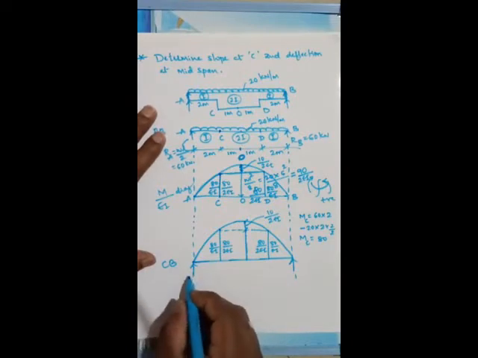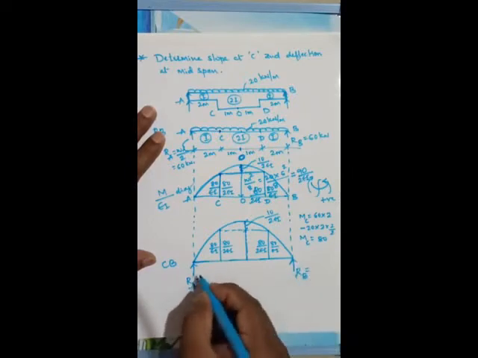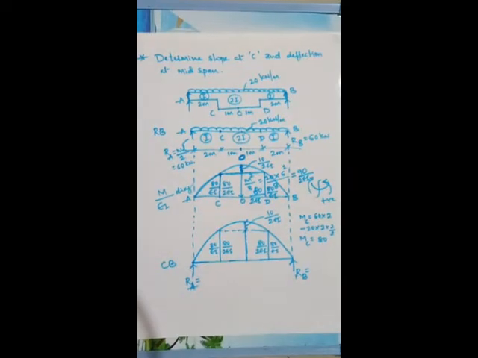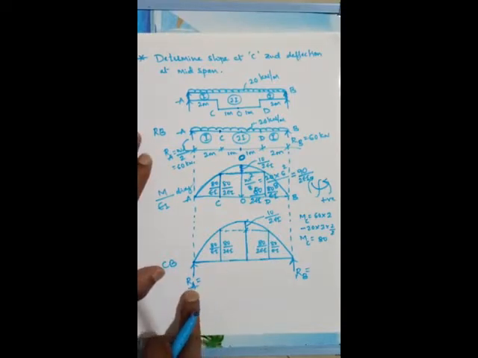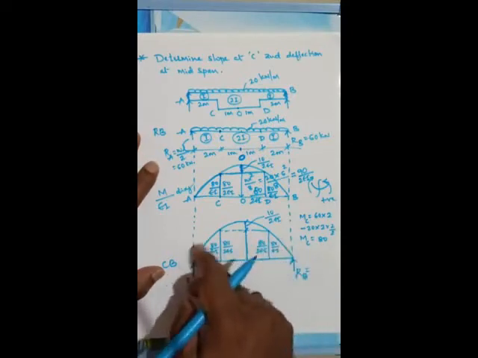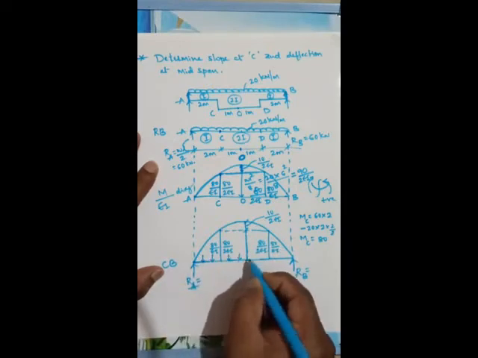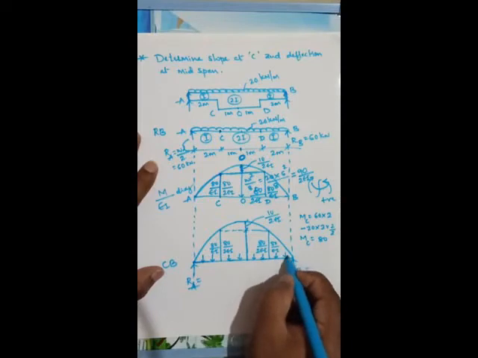In the conjugate beam, we first need to find the reactions, because in the conjugate beam method for a simply supported beam, these reactions are nothing but the shear force at A and at B. That is nothing but the slope at A and slope at B: the slope at A is RA and the slope at B is RB. So if we find the reactions, we directly get the slopes. This is a symmetrical loading, acting downwards since it is positive.